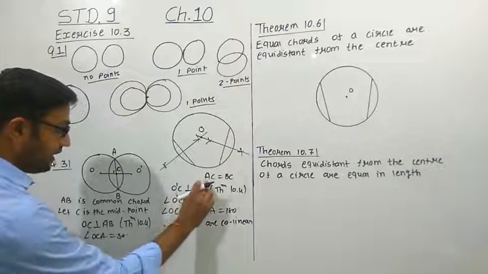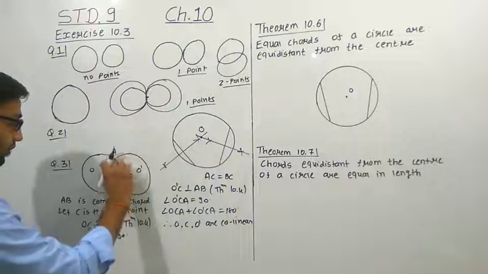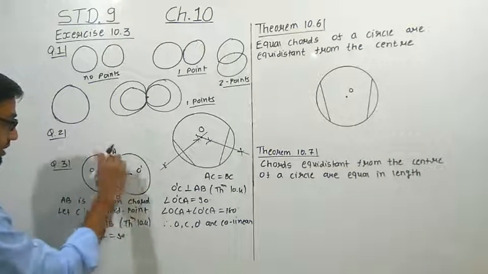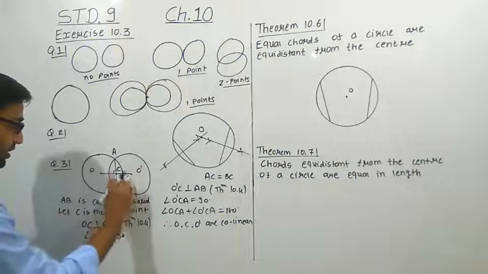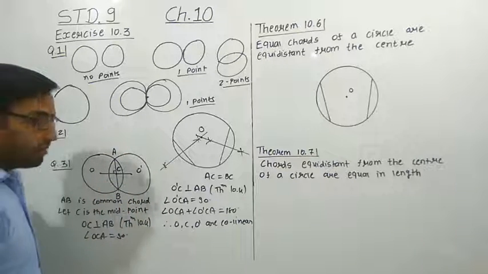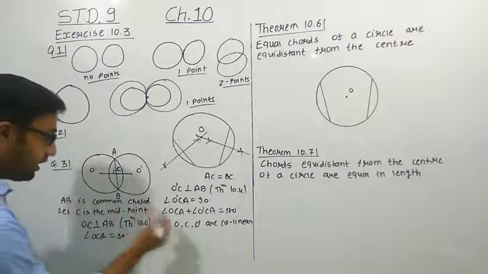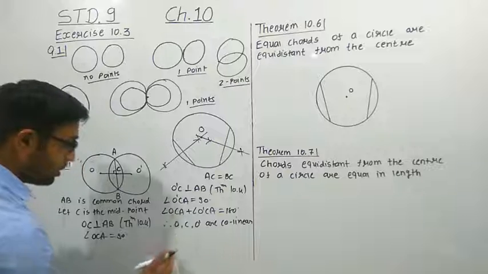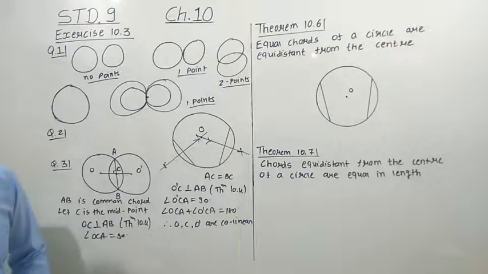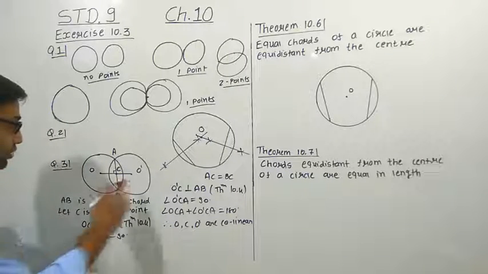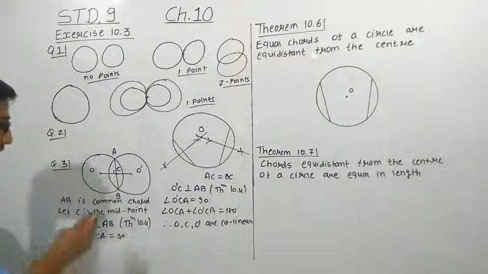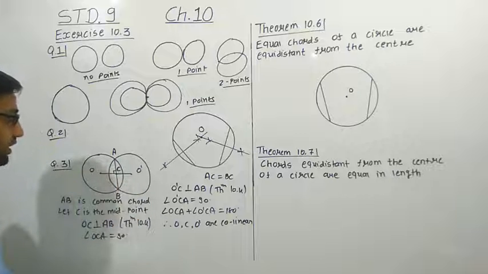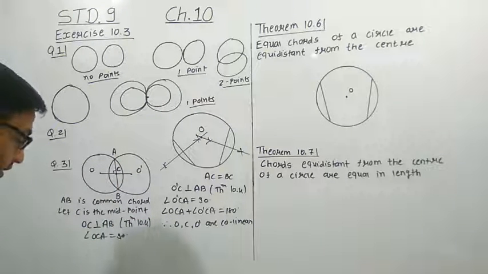Here we have taken that C is the midpoint of AB. That means this line OD is bisecting AB into two equal parts, AC and CB. AB is the bisector, and here we prove that the angle is 90 degrees, and therefore whatever result we were asked for here, that if we join the two centers, if we draw the perpendicular bisector of the common chord, then it will pass through the center of the circle, right?